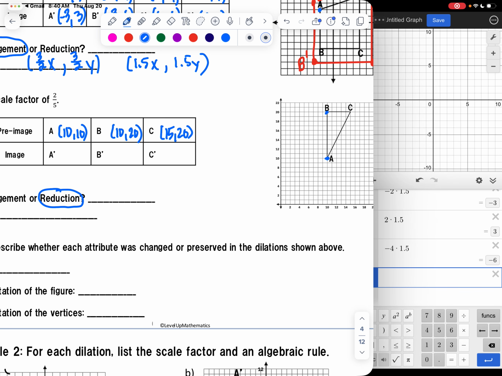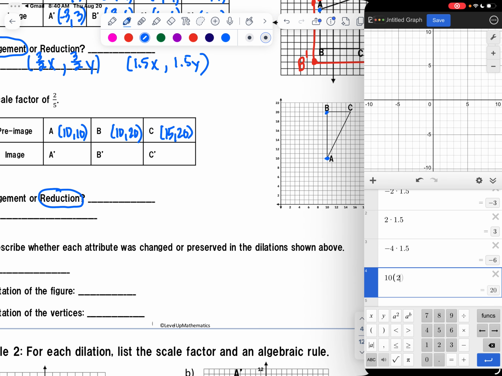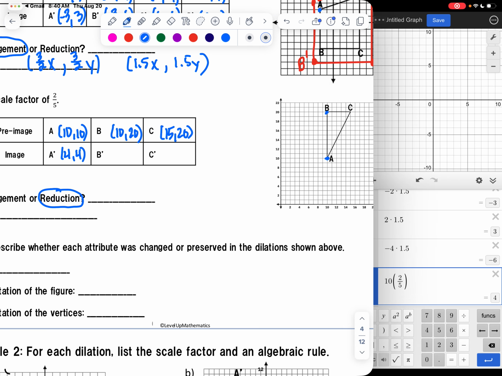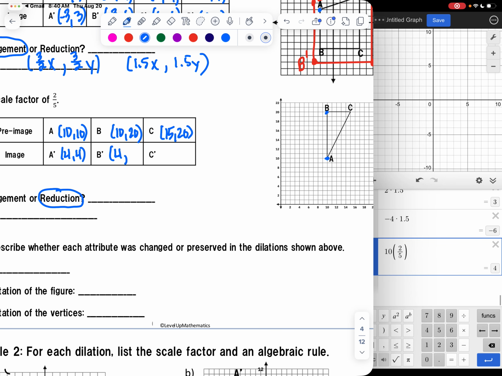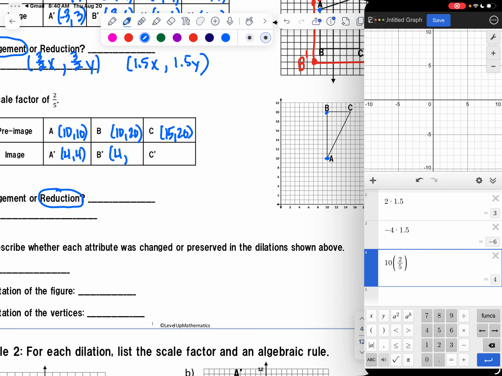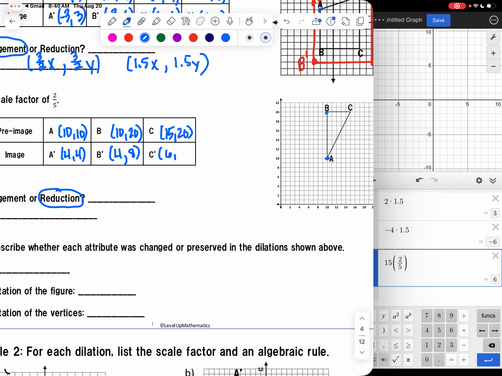Now, in this problem, our scale factor is 2/5. So I'm going to take my first ordered pair, 10, 10. So 10 times 2 divided by 5. So that would be 4, comma 4. So my next coordinate, this would be a 4, comma. Let's see, if I edit this expression here, I'm going to delete the 10 and change it to 20. 20 times 2/5 gives me 8. All right, now change that 20 to a 15. 15 times 2/5 gives me 6, and we already know this is 8.